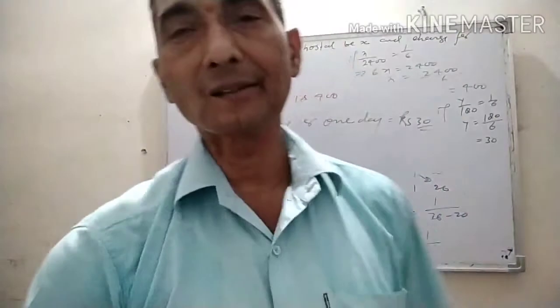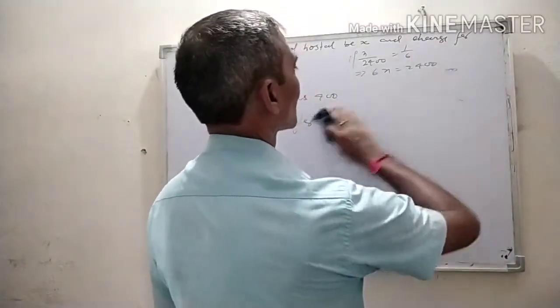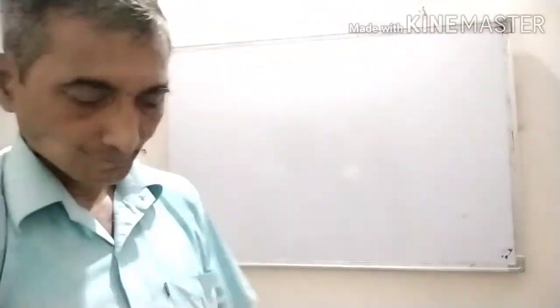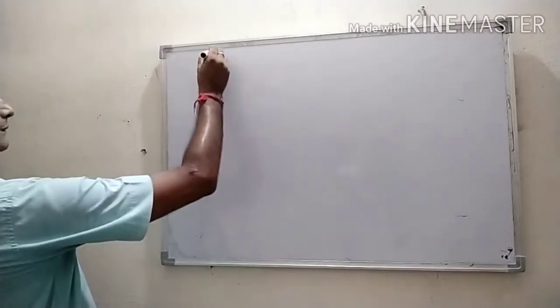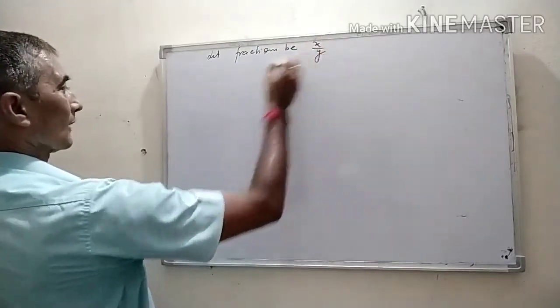Now come on, question number second. Second means third. A fraction becomes 1 by 3 when 1 is subtracted from the numerator, and it becomes 1 by 4 when 8 is added to the denominator. The question is about the fraction. Now let the fraction be x upon y.